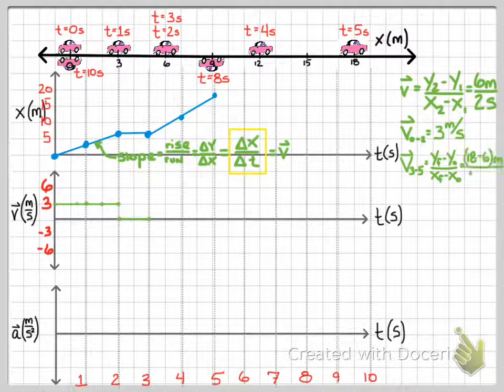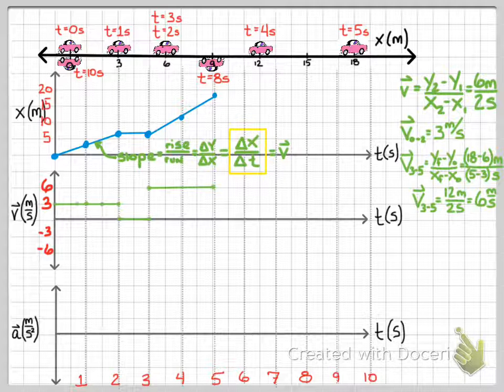That's going to yield 18 minus 6 meters, since my final y position is 18, my initial is 6, and in the denominator, my final x value, which is my time value, is 5 minus 3, will give me 12 over 6, 12 meters over 6 seconds, or 6 meters per second. At this point, I can go ahead and plot it on my velocity versus time graph. It's a constant 6 meters per second from 3 to 5 seconds.